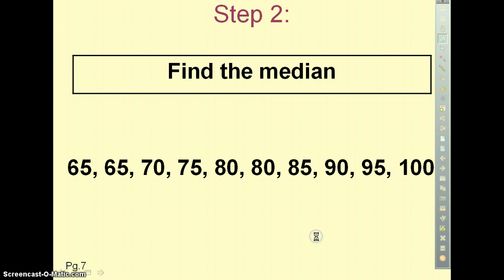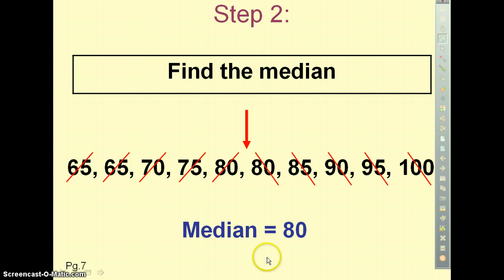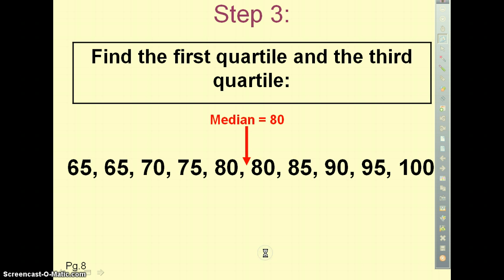Now the next thing that we're going to do is we need to find our median. And here's what you do to find your median. Mark off till you find the number that's halfway in the middle. What number is between 80 and 80? Yeah, your median's 80. Okay, so we've got our median. We know our median's 80.